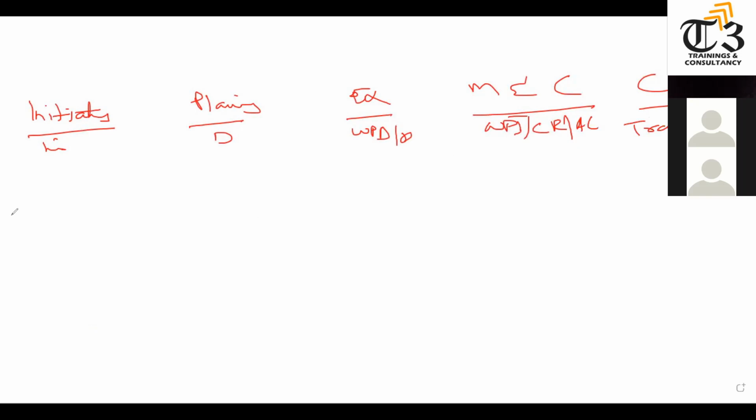When it comes to agile, initiating and planning will be the same: project charter or vision statement. Based upon that, the product backlog will be ready.